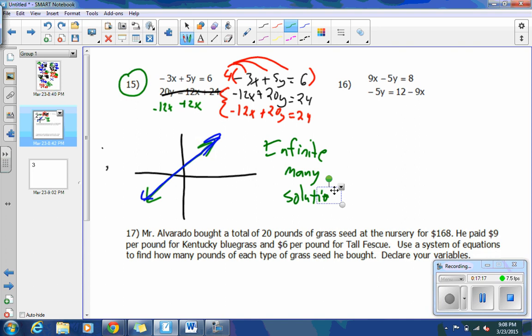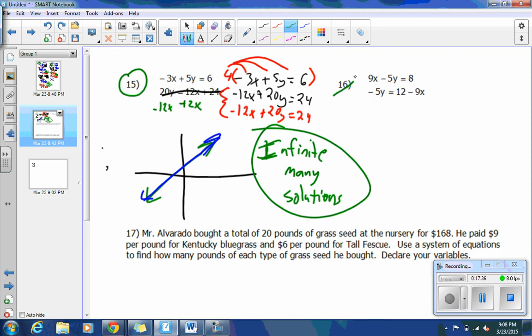And you don't have to go any farther. That's all I'm looking for. So if you see that, that's great. Because this hard problem turned out to be pretty simple when we notice that there's infinitely many solutions. Alrighty.